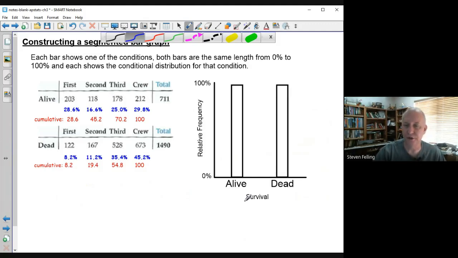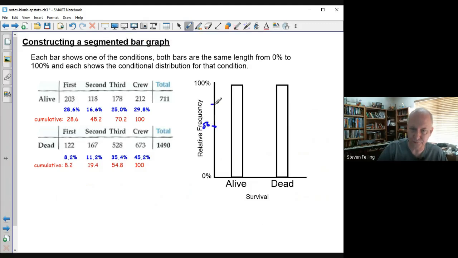So what we could say is, okay, let's look at the conditional distribution of alive. And so there's 203 from first class, 118 from second, and so on, and these are the percentages for each of those. So I could start saying, okay, if this is 100% on this axis, this is 50%, let's say, 75%, 25%. So the first category might be the people who are in first class, and that's about 29%, so a little more than 1/4 of the way up. So I'll pick a shading, like maybe like that.